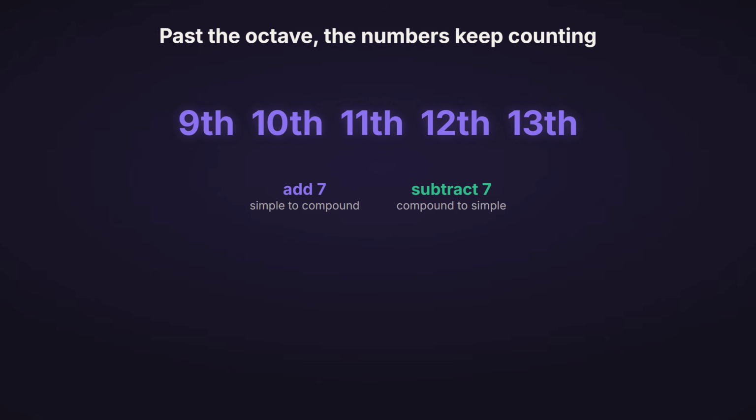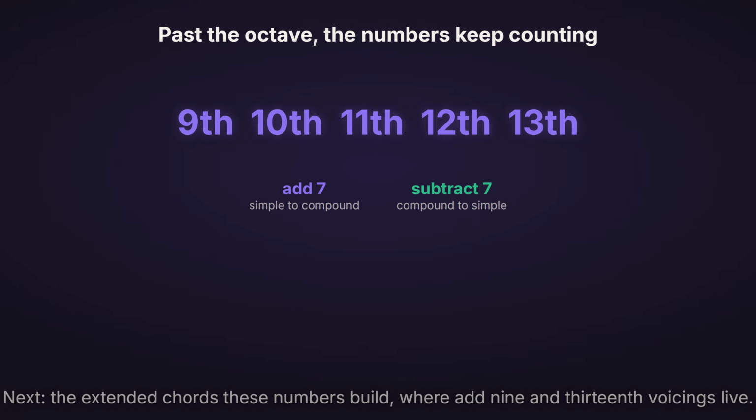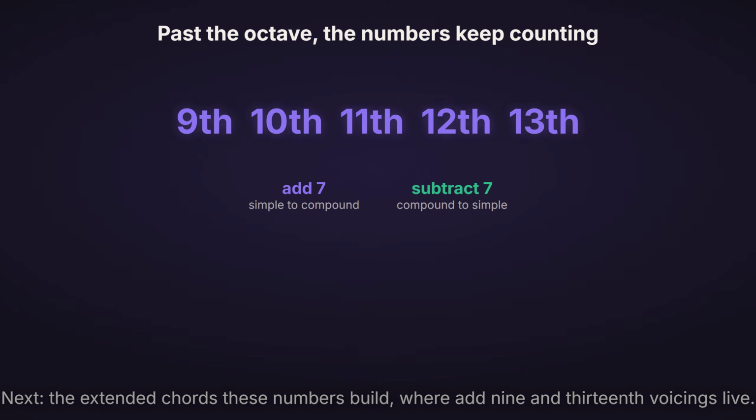Next we follow these compound intervals straight into the chords that are built from them, the extended chords, where add 9, 11th, and 13th voicings give pop and jazz their lush, open sound.